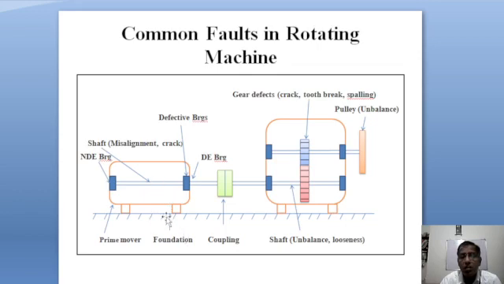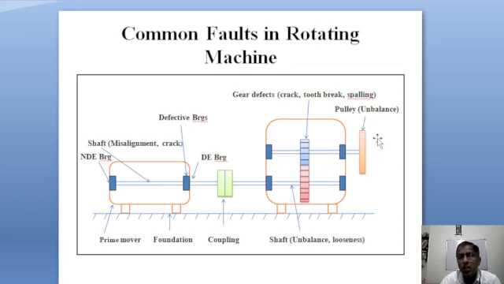Similarly, the foundation holes may be loose. This is for soft foot. So foundation holes of the rotor, foundation holes of the gearbox may be loose, and this fault is called soft foot. Then these pulleys or gears may be imbalanced.